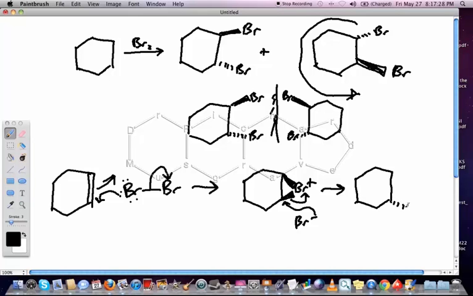So we have a new bond from the Br. This bond broke, but this bond remained intact and it's still sticking up. So this bond is gone, but this one remains intact and is still sticking upwards with this Br sticking down.